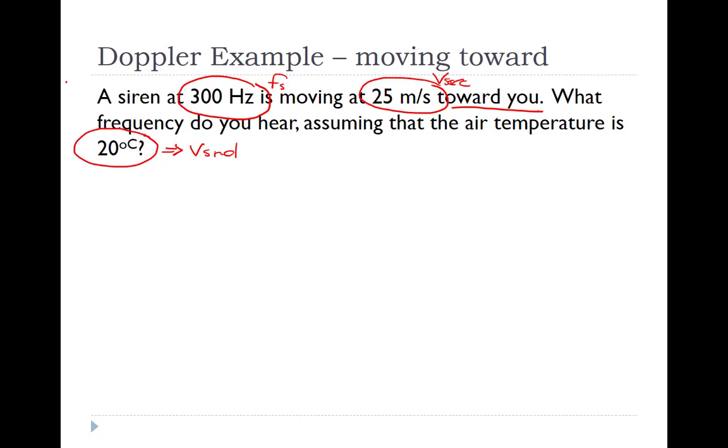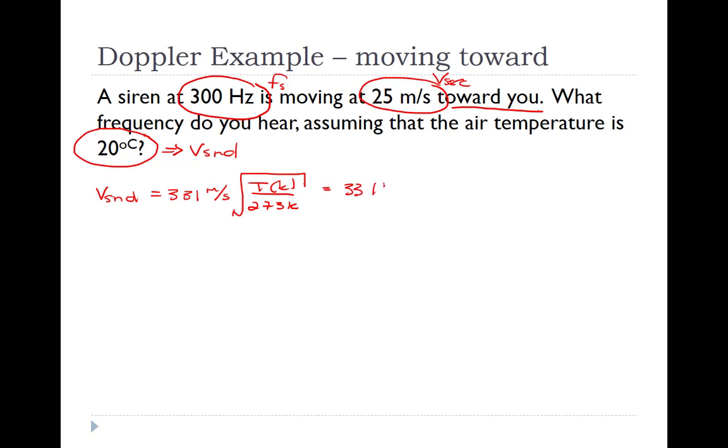Let's start with that calculation. So in this case, the speed of sound is going to be 331 meters per second times the square root of the temperature in Kelvin divided by 273 Kelvin. First thing you need to remember is that to get from Celsius to Kelvin, I add 273. So my temperature in Kelvin will be 293.